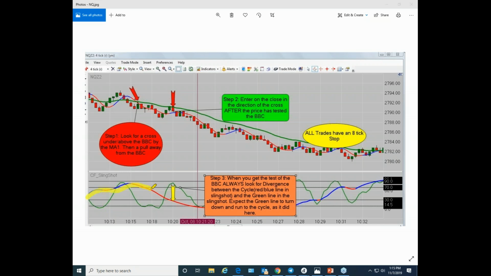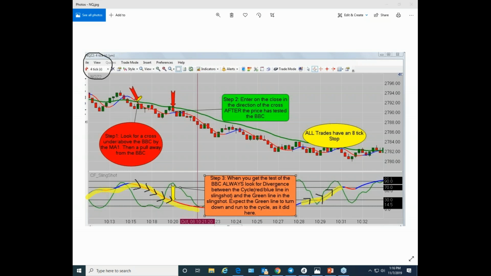The blue and red line is referred to as the cycle. Looks a lot like that MA1 up there, right? Okay. What that cycle is telling you is this. The momentum right now on the NASDAQ on a 4-tick range chart, the momentum is bearish. Why? Because the cycle is red. Okay. If it was blue, like over here, then what this would be suggesting is the momentum is bullish.